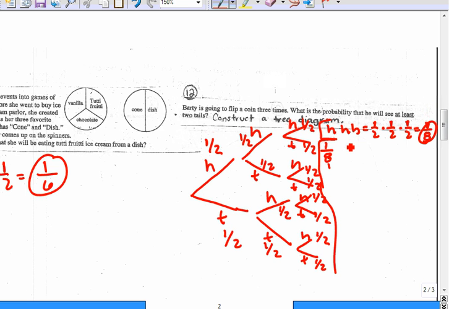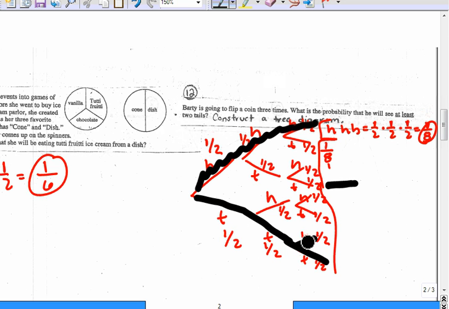We want to know at least 2 tails. So I'm going to pick a different color here, and I'm going to see which ones are 2 tails. So this one is not 2 tails. This tree would be heads, tails, tails, so this one would be 2 tails. This one would be tails, heads, heads, so that would not be it. This one would be tails, tails, tails, that would work. Tails, tails, heads, that would work.